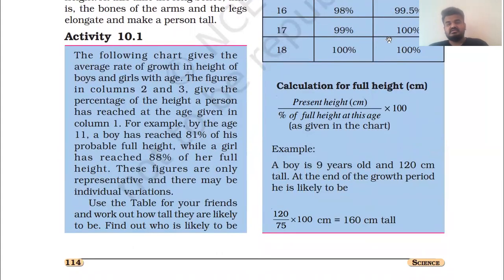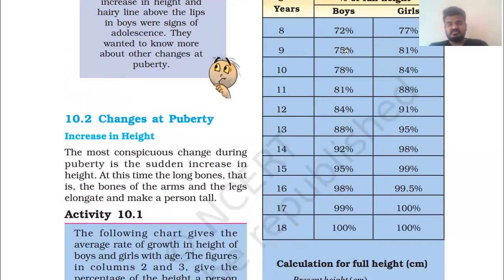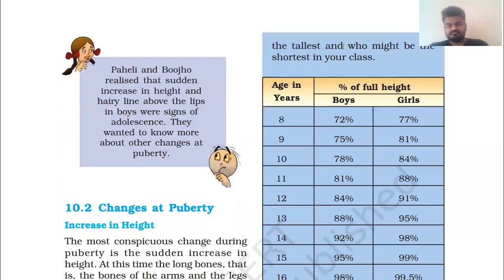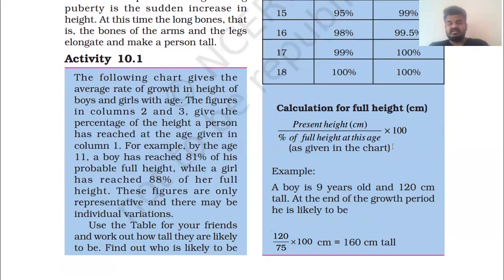Let's discuss this formula, the calculation for full height in centimeters. You are given the percentage of full height at your age, and you will have your present height, which you write in the numerator of this formula. Here is an example: a boy is 9 years old and 120 centimeters tall. At the end of the growth period, he is likely to be what? At this age, the boy has 75% of full height.